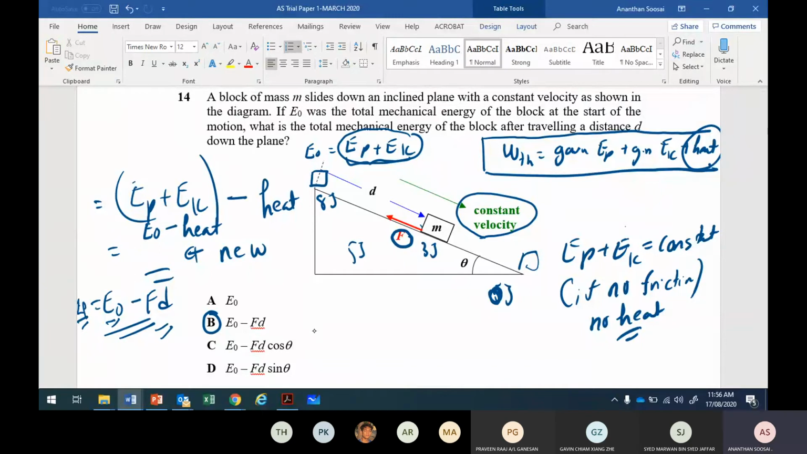Because you see from this formula, no thrust, no gain in kinetic. So the change in EP is the heat energy. Whatever potential drops here, the gain is actually 8 joule becoming, let's say, 3 joule. So the gain is negative 5 joule. So the heat becomes 5 joule. Oh, I understand now. Okay, thank you.